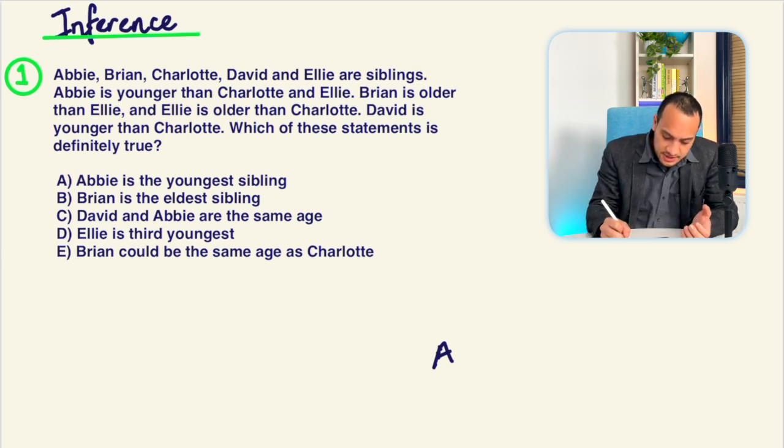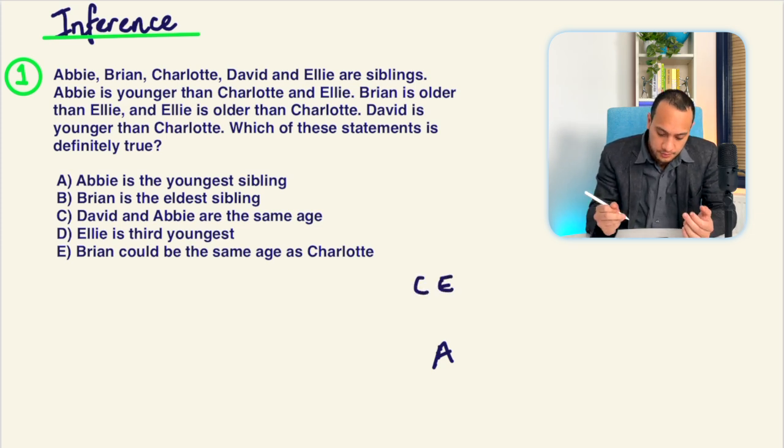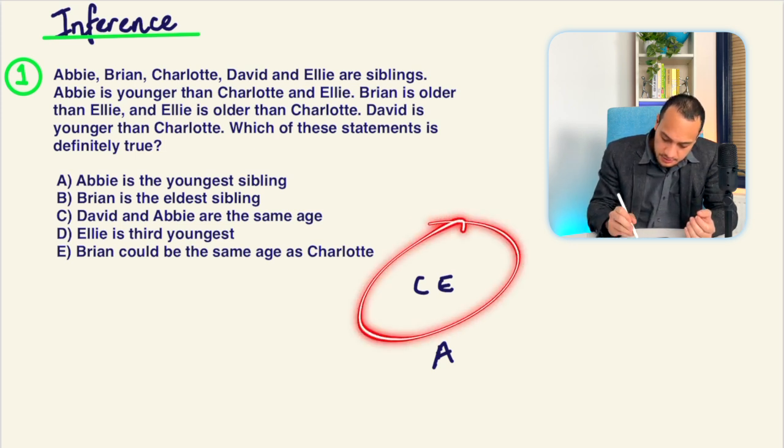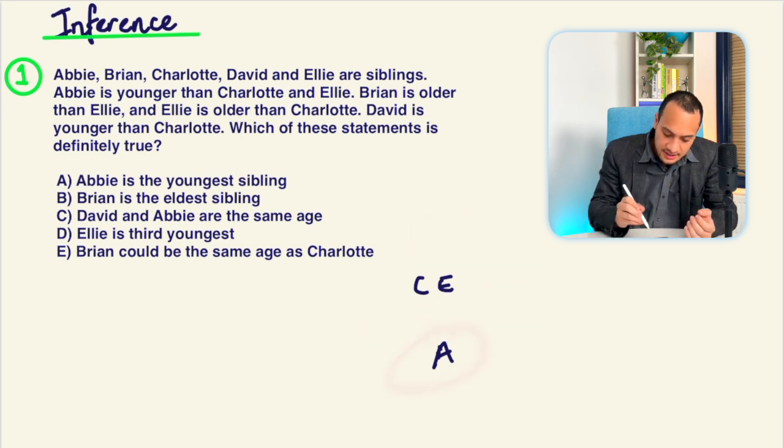And it says Abby is younger than Charlotte and Ellie, so I'm just going to put Charlotte and Ellie above somewhere. We can reorder them at a later stage, but at the moment they're sort of floating around in the ether up here. And then Abby is clearly at the bottom as far as we know.